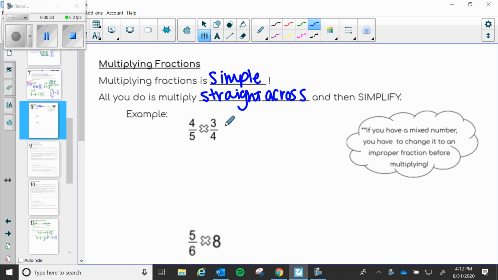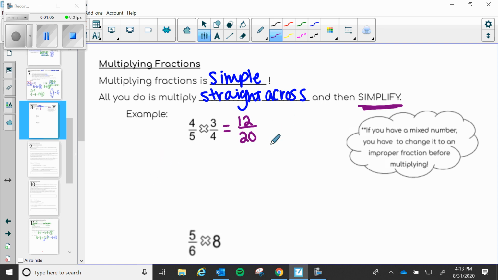So looking at this first example, I'll show you how easy it is. Multiplying straight across, 4 times 3 is 12, 5 times 4 is 20. Now, we can't leave fractions like this because it is so super important that you simplify. If you don't remember how to simplify fractions, go back and watch the Simplifying Fractions with GCF video lesson. But if you do remember, I'm just going to hop right in and start doing that.